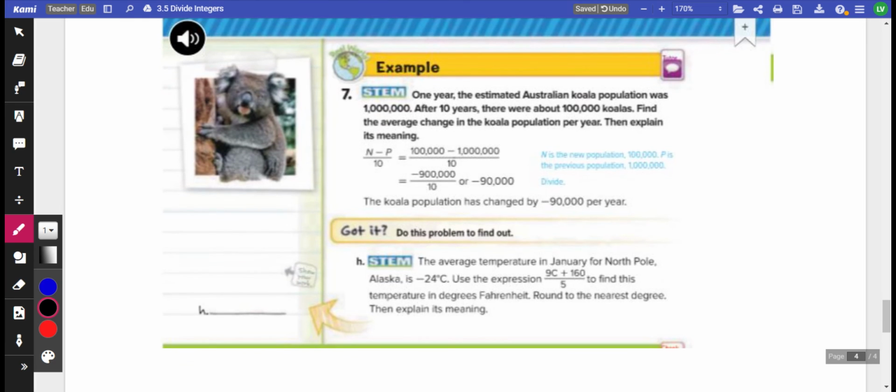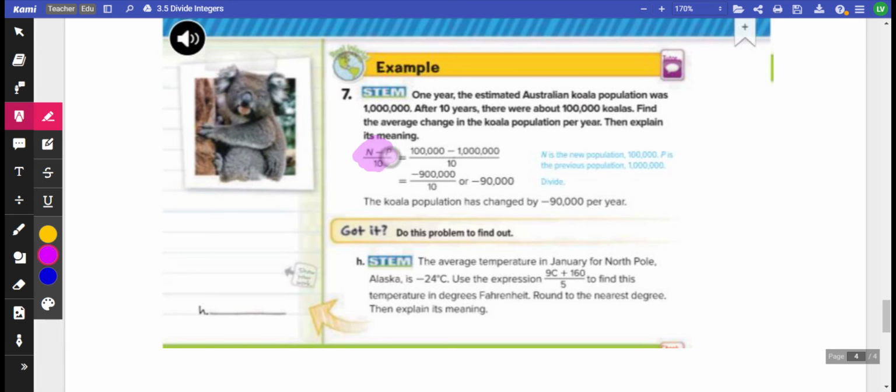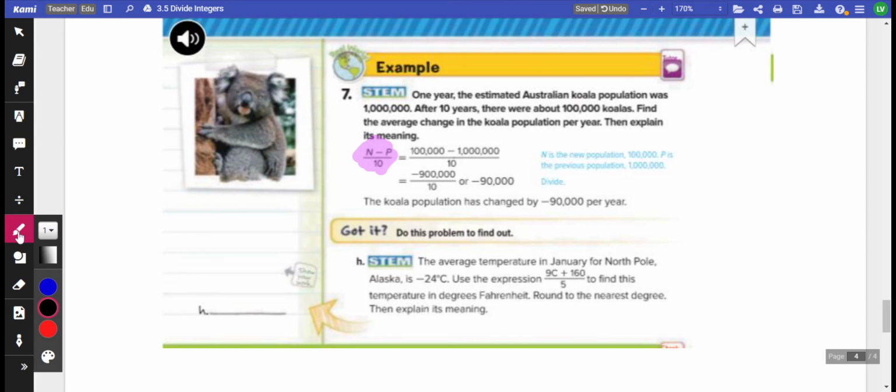So example 7, STEM. One year, the estimated Australian koala population was 1 million. After 10 years, there were about 100,000 koalas. Find the average change in the koala population per year. Then explain its meaning. So we're going to use this equation, n minus p, divided by 10. So n is going to be representing the new population, which is 100,000.